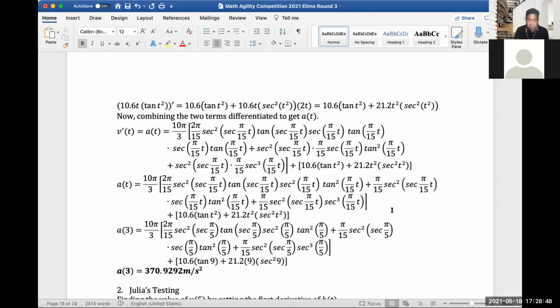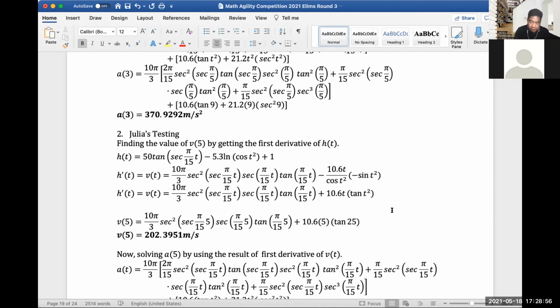Now let's go to Julia's testing. We're done with Bea's. Of course, this time she used t equal to 5 seconds. It's a similar process: velocity would be h prime of t. After we get the derivative of h of t, simply substitute t equals 5 seconds here, and we get v of 5, or the velocity at 5 seconds, which is 202.3951 meters per second.